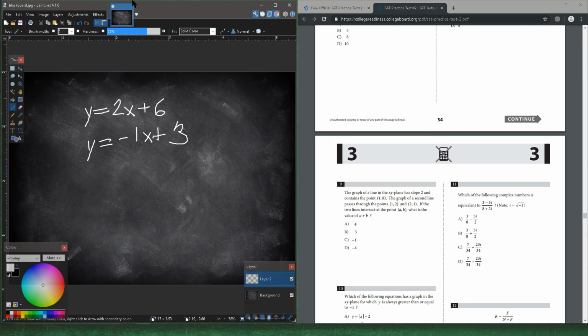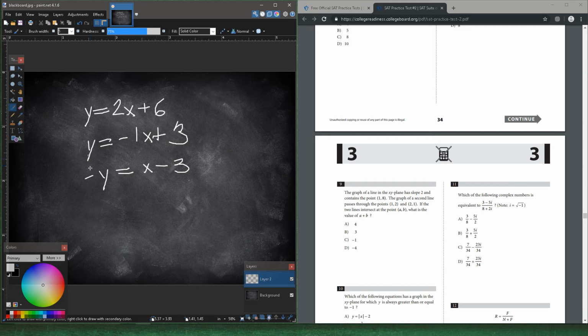The two lines intersect at point (a, b). What is the value of a plus b? This is just a system of equations. We just need to find the point of intersection. When I find the point of intersection, I multiply one equation by negative 1 and add them, because then the y cancels out. So let's multiply the second equation by negative 1. That would be negative y is equal to x minus 3.